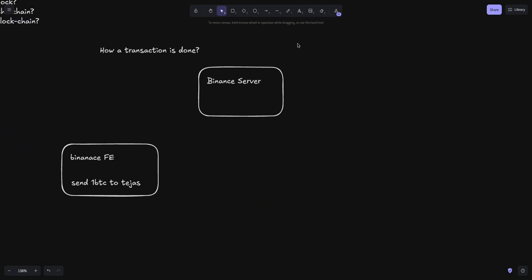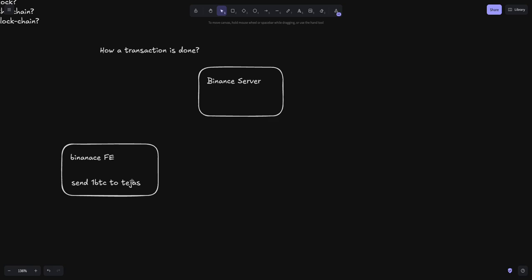So now I hope you got the hang of what is a public and private address. Tejas might also have a public address which is pointing to his wallet, and I also have a public and a private address.